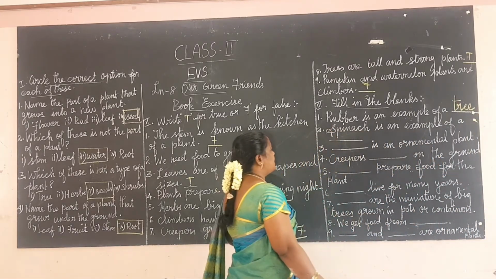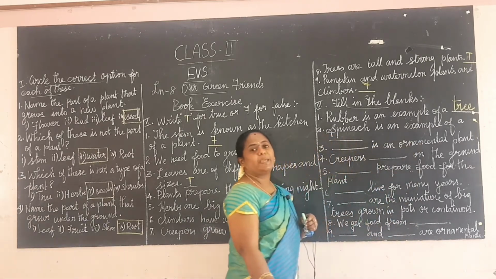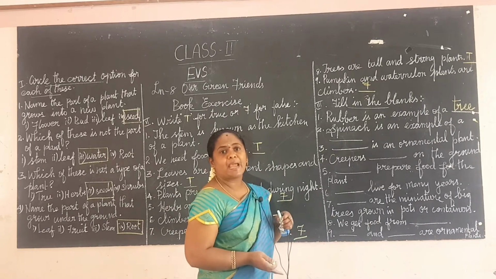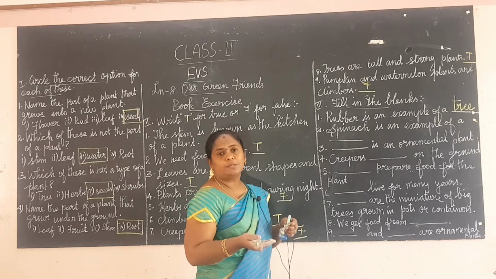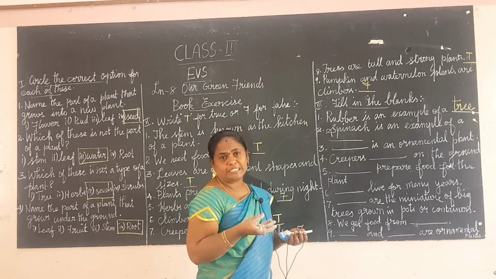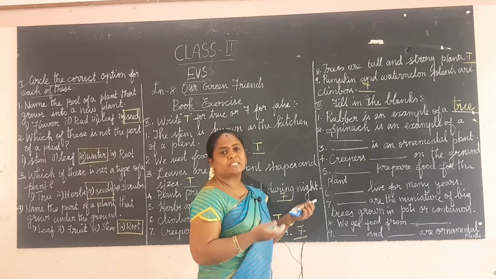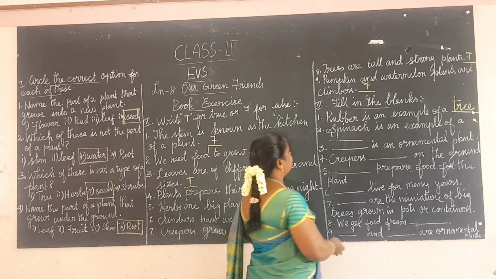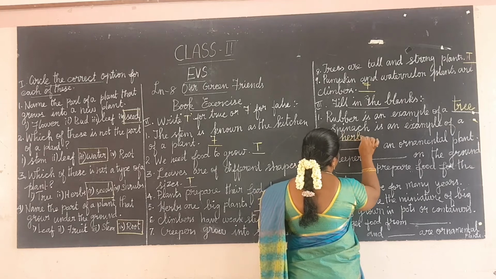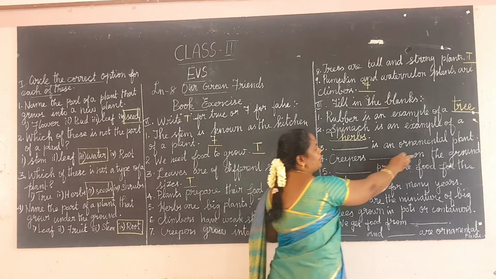And then second question, spinach is an example of a dash. Spinach, keerai. Which type of plant? Spinach. So this is a herb. Spinach are very small plants. They have a soft stem, green color stem. So that is called a herb. These types of plants come under the herbs. Spell the word herbs. H-E-R-B-S, herbs.